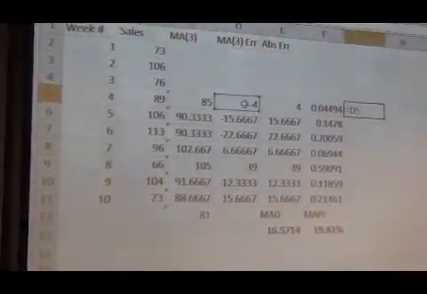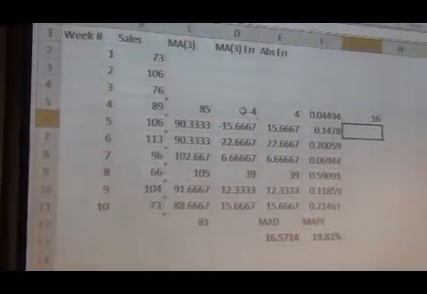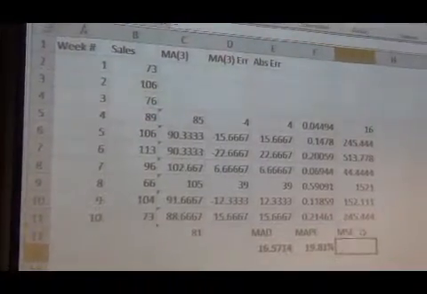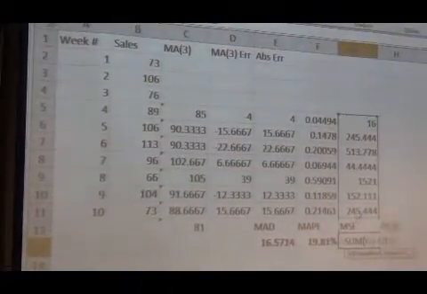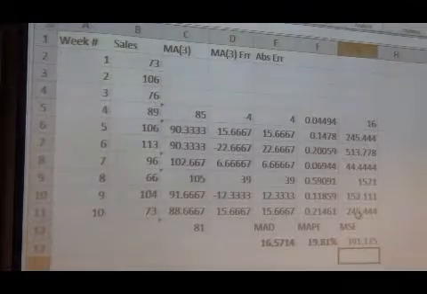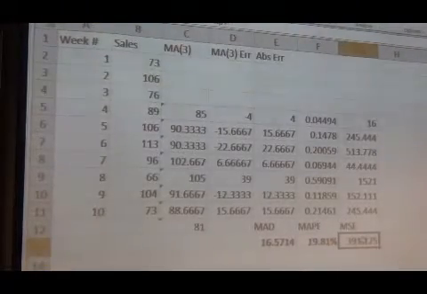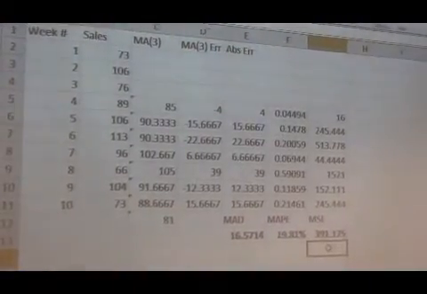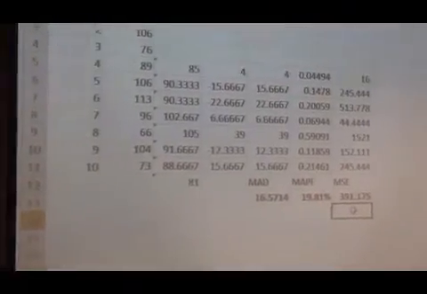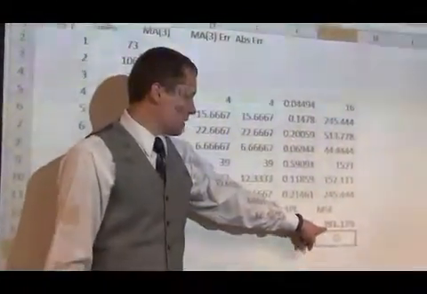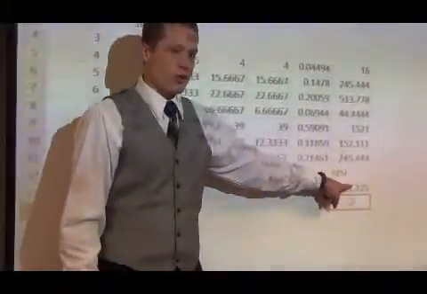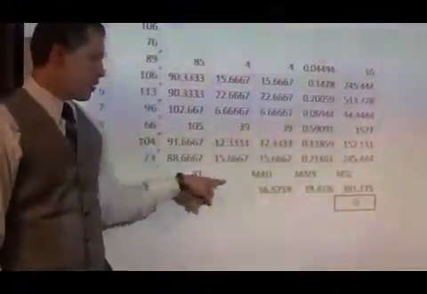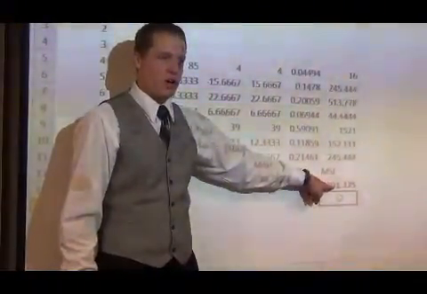So let's say error times itself, fill that down, and then compute the sum of all those squared errors divided by 7. So mean squared error is 391. And again, there's no real intuitive sense or intrinsic value or units you can use for that. You can't say how off 81 is just by looking at mean squared error alone.